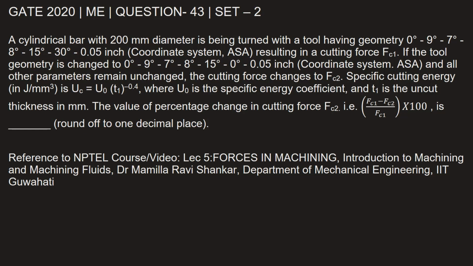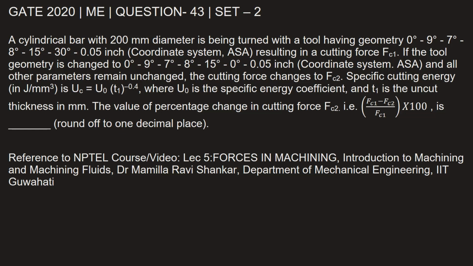This question is from GATE 2020 Mechanical Engineering paper set 2, question number 43. A cylindrical bar with 200 millimeter diameter is being turned with a tool having geometry 0 degree, 9 degree, 7 degree, 8 degree, 15 degree, 30 degree, 0.05 inch. Coordinate system being ASA, resulting in a cutting force FC1.